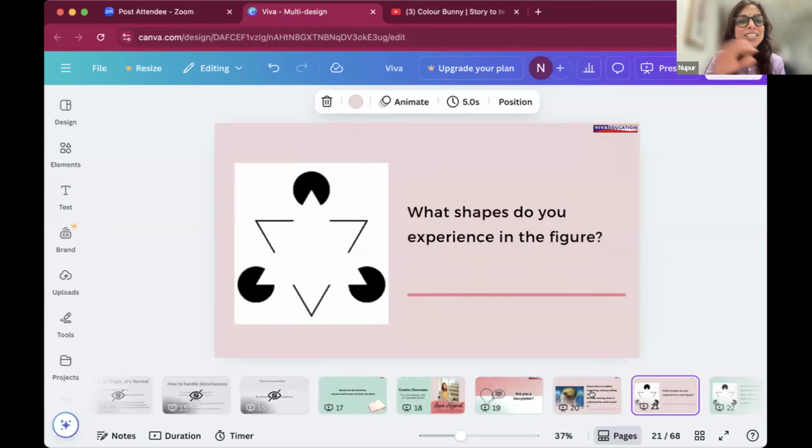So again, on the chat, be very active and tell me, what shapes do you see in this figure? I have a figure right in front of you. Look at it, observe it carefully, and tell me, what shapes do you see in the figure? And the answers have already started coming in. A very active audience here. So star, triangle, circle. What I'm seeing is the 3 common things that everybody's talking about. One is a circle, second is a triangle, third is a star.